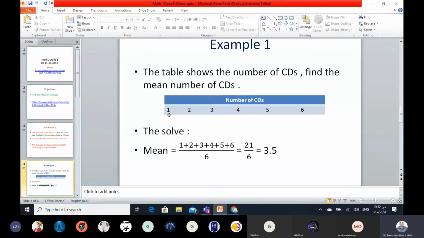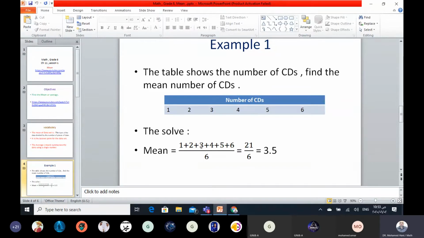How many numbers do you have here? 1, 2, 3, 4, 5, 6. So I can write here 1 plus 2 plus 3 plus 4 plus 5 plus 6, divided by the amount of numbers. So I can find the sum of all the numbers here.